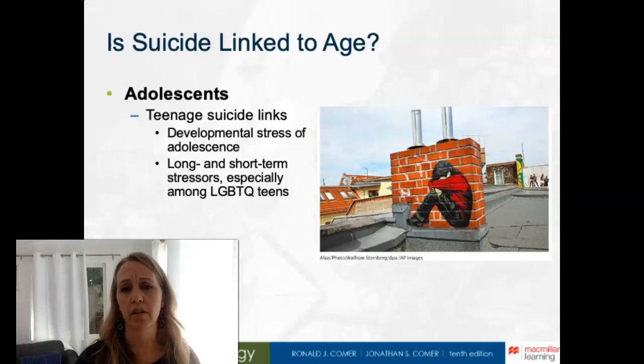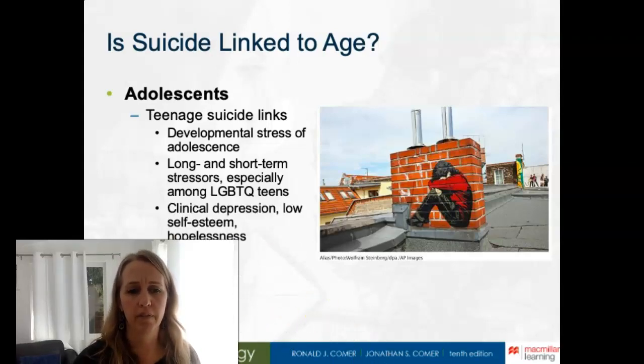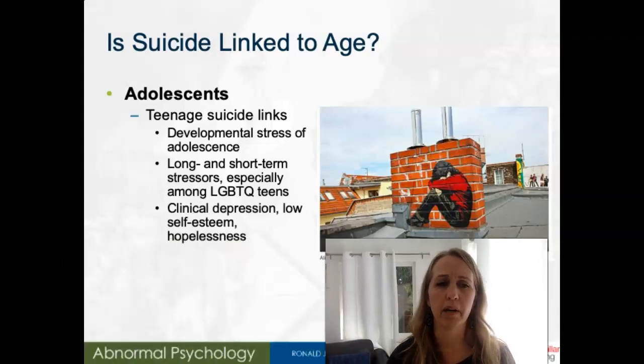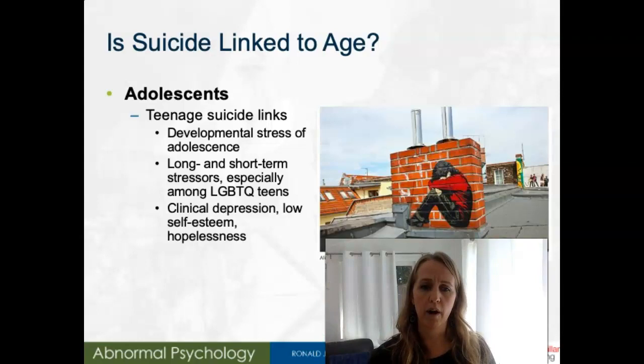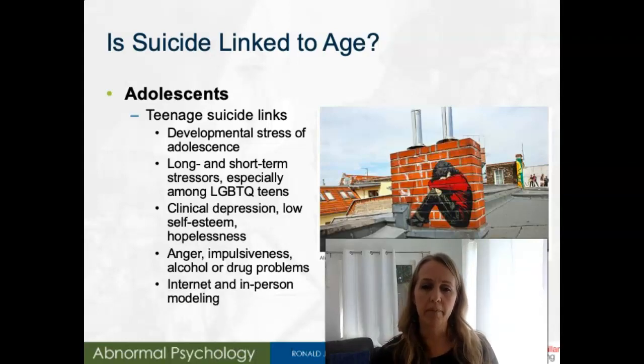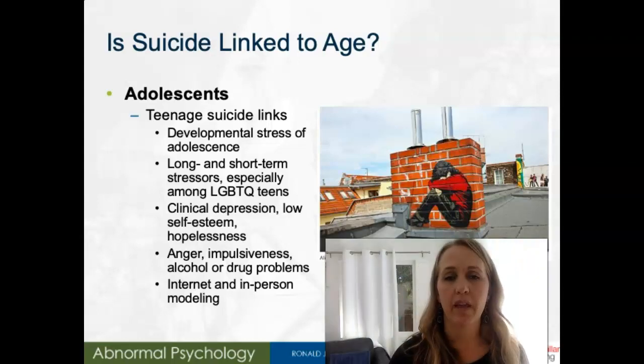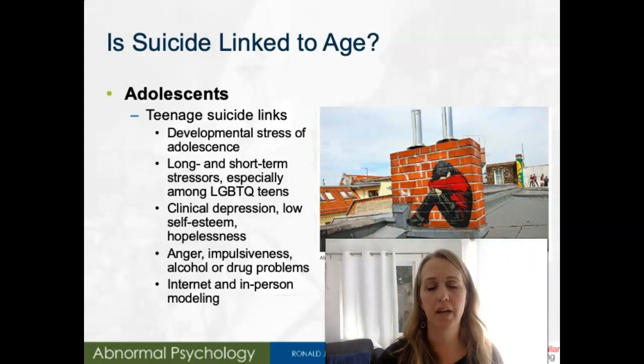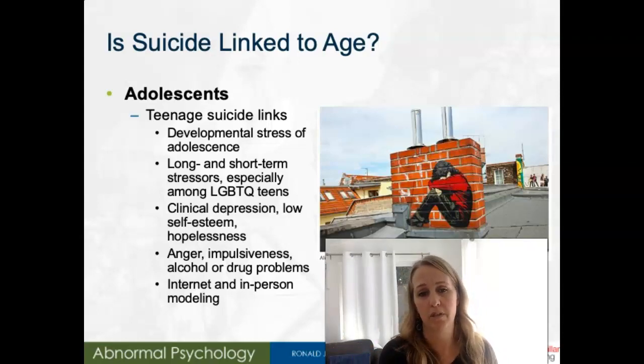So percentage-wise, there's a higher percentage of adolescents in the LGBTQ community who attempt suicide and complete suicide. If an adolescent is experiencing depression, then they're going to be more at risk as well. If they have any kind of anger or impulsive behavior issues, and of course alcohol and drug issues, and if they have someone they know who's modeled suicide for them, shown them how to do it, or someone they admire who has completed suicide, it also puts them at risk.